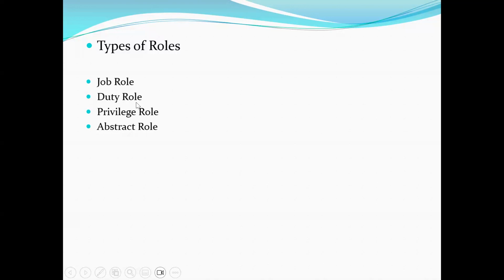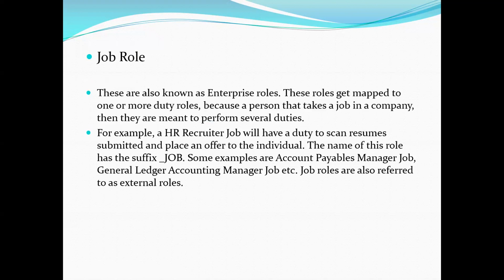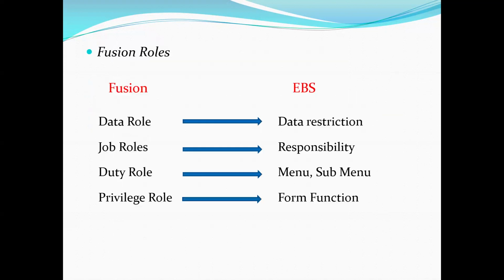There are 4 kinds of roles available within the Fusion application: job, duty, privilege, and abstract. So what are those? Before that, you may compare these roles with your EBS. A job role is nothing but the top level role and its responsibility. A duty role is nothing but menu and submenu. A privilege role is nothing but form function.